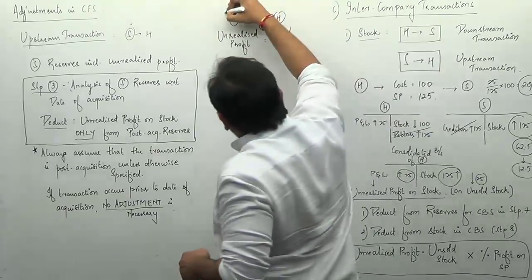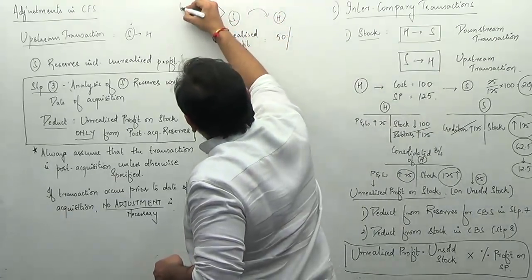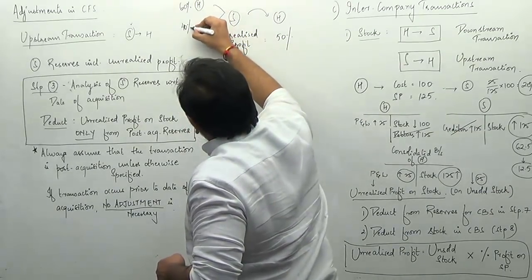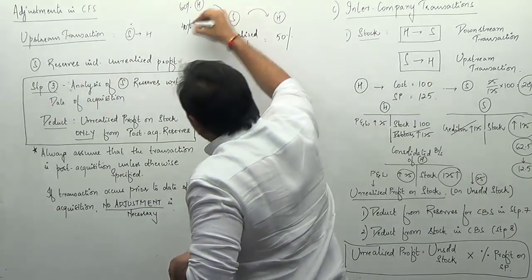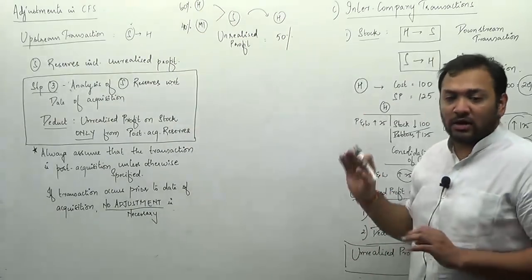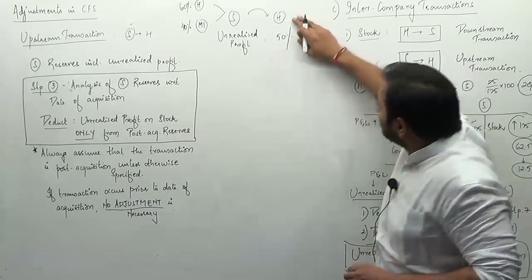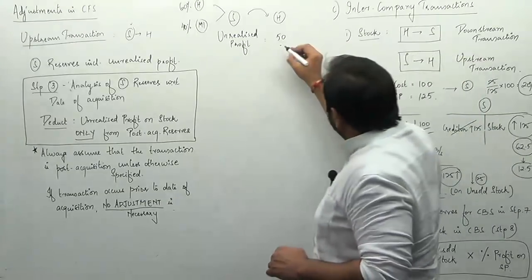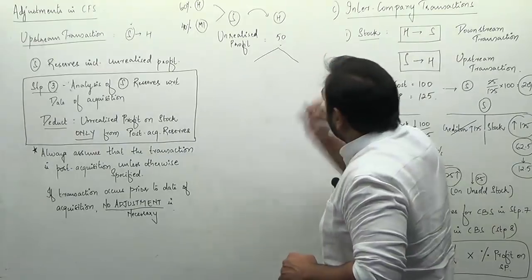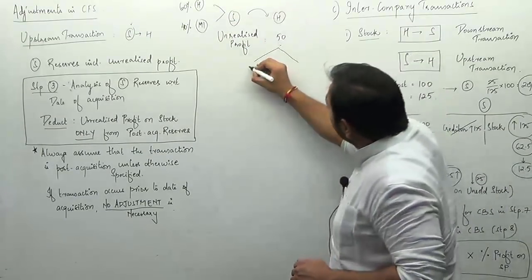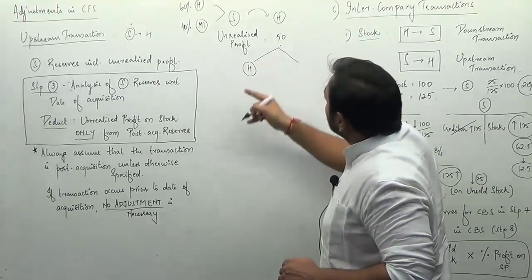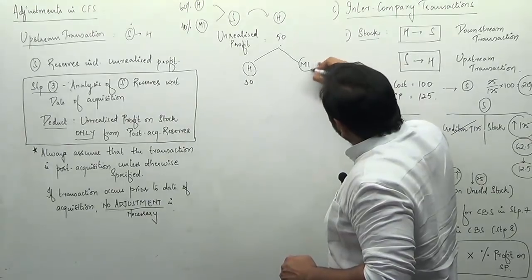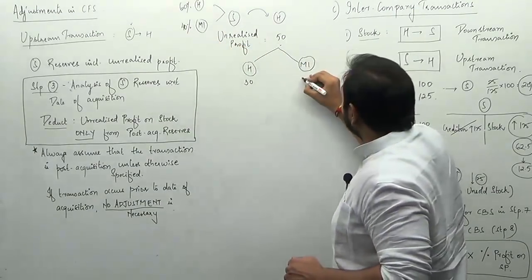Out of this subsidiary, let's say 60% is held by holding company and the balance 40% was held by non-controlling interest, or we also call them as minority, because we don't know who it is, we call him as minority interest. Now 50 rupees is the amount of unrealized profit which is made. Now if I bifurcate, unrealized profit also has holding and minority share. Holding company share in unrealized profit of 50 is 60%, that is 30. Minority interest share is 40% of 50, that is 20.